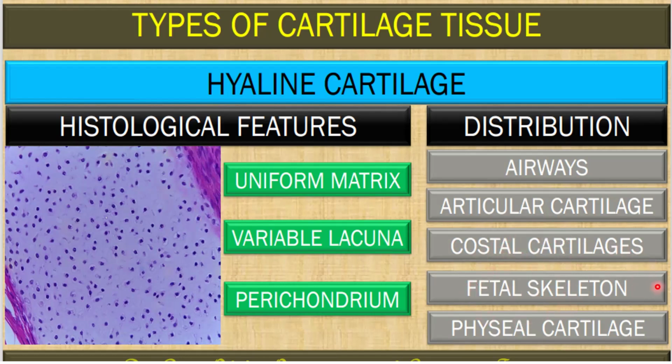We'll also have the fetal skeleton. The fetal skeleton is made up of hyaline cartilage, as you'll appreciate that hyaline cartilage is the one that undergoes endochondral ossification to form the skeleton. Then you'll also have the epiphyseal growth cartilage. Remember, the epiphyseal growth plate will have the physeal cartilage, as we'll see in the next slide. So these are the locations, the distributions of hyaline cartilage, as we can appreciate.